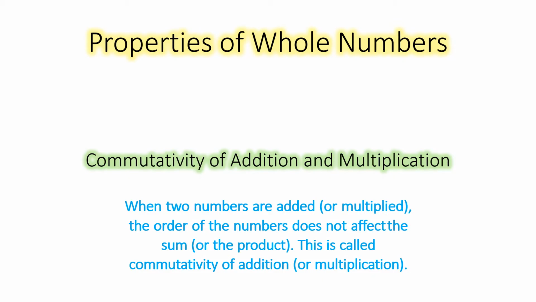See, properties of whole numbers. So in whole numbers we have different properties. Let us see the first property, that is commutativity of addition and multiplication. This is commutativity. When two numbers are added or multiplied, the order of the numbers does not affect the sum or the product. This is called commutativity of addition or multiplication.